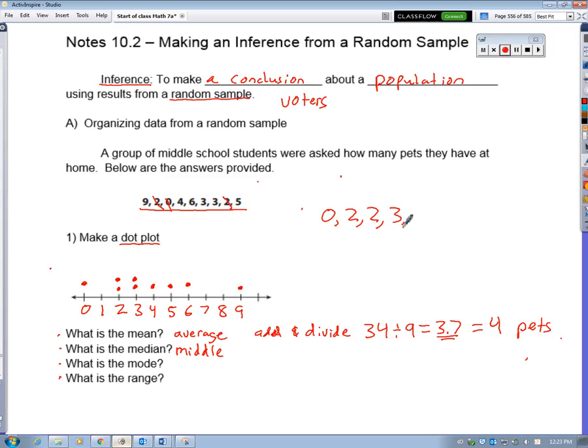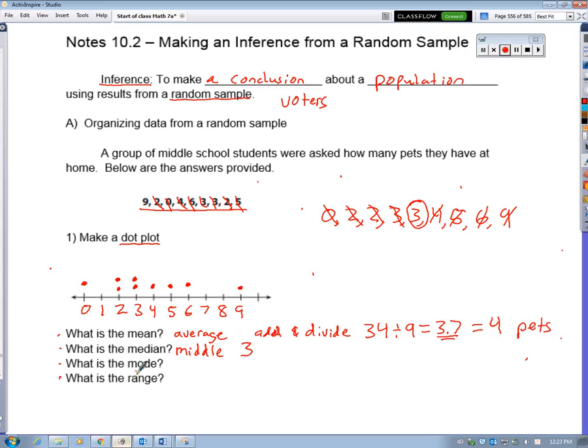Then we have a 3, a 3, a 4, a 5, a 6, and the last one we have is a 9. Okay, so now to find the one in the middle, now that I got them lined up, you just start crossing one off on each side until you end up with your number in the very middle, which is 3. Okay, so my median is going to be 3 pets.